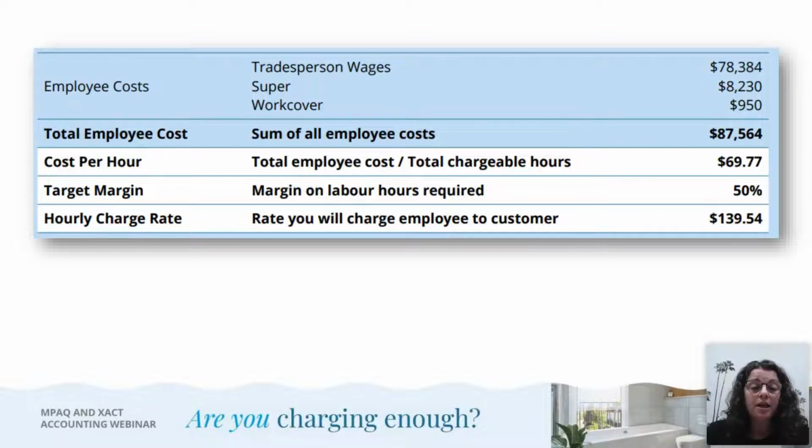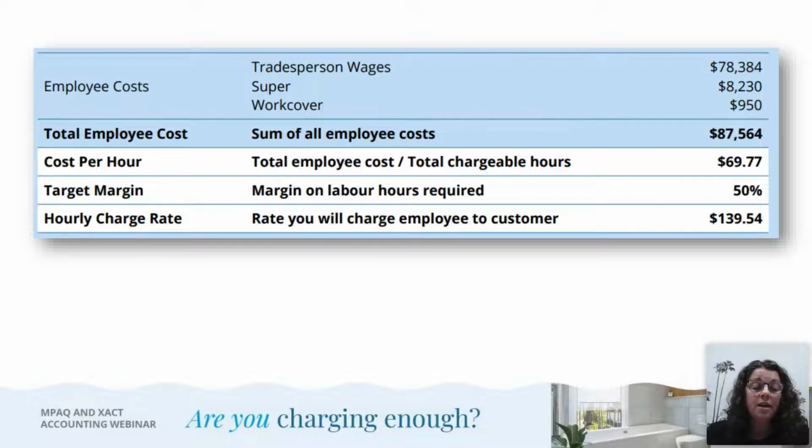Now, then we've got to factor in what margin we want to make on this particular employee. In this case, we've used the example of 50%, giving us a charge out rate for this particular employee of $139.54 per hour. So this is why it becomes quite critical to work out days available and the actual cost for each employee, so you can work out exactly where their charge rate needs to sit.